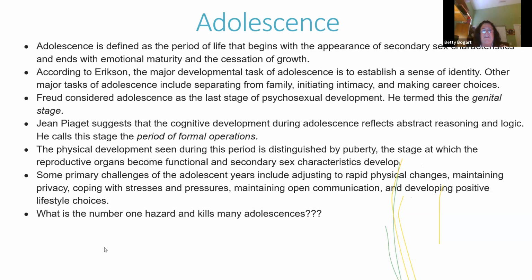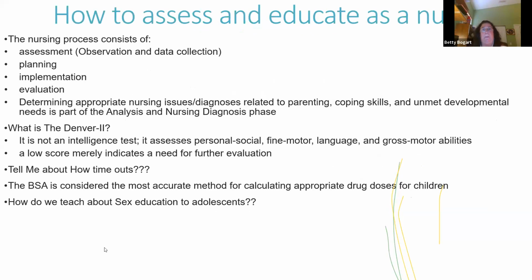And then what is the number one hazard that kills adolescents? Motor vehicles. Remember, unintentional accidents are the hazard for the younger kids, but for adolescents it is motor vehicles.